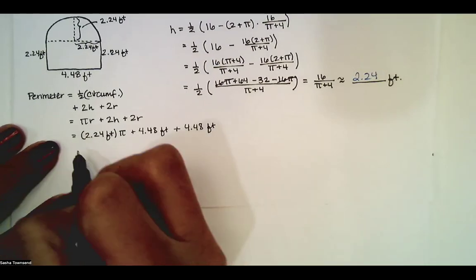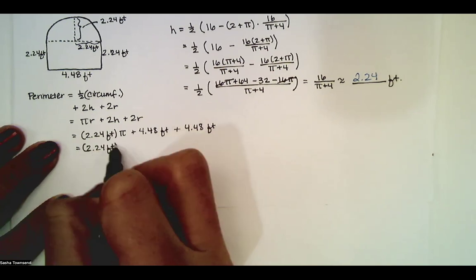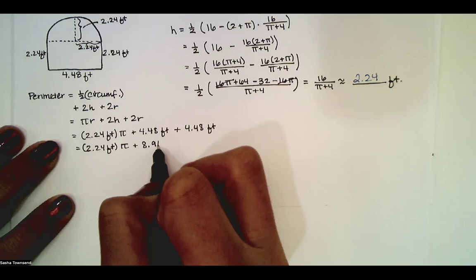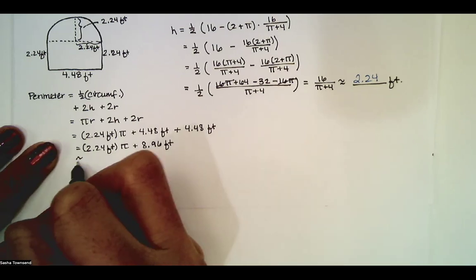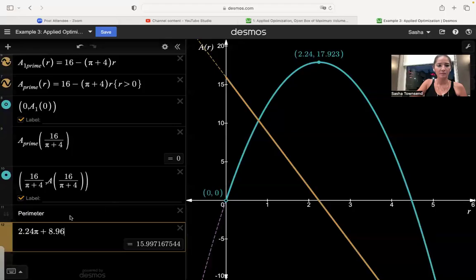So we've got that 2.24 feet times pi plus 8.96 feet. And we can use a calculator to find out what that is approximately. When I evaluate that expression using the calculator, I get 15.997, which is approximately 16 feet. That's what we're supposed to have for our perimeter.